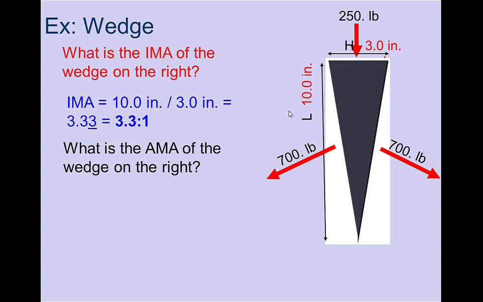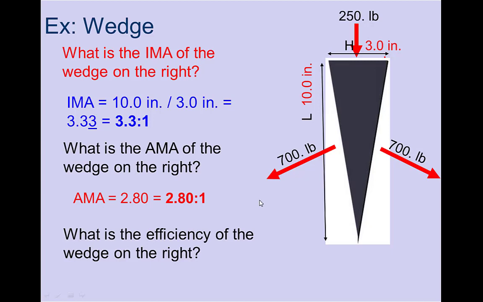So what's the AMA? Well, remember in the AMA I've got to use forces. So I've got the ratio of what? The ratio of the resistance force over the effort force. So the resistance force is 700 divided by 250. And so I get an answer of 2.8.